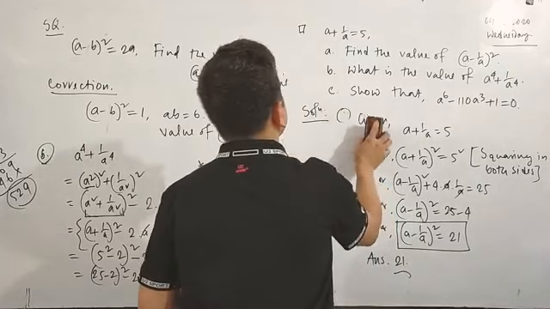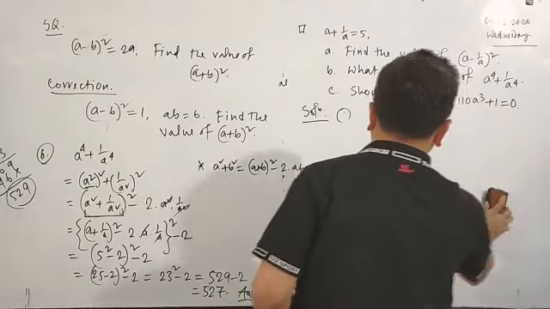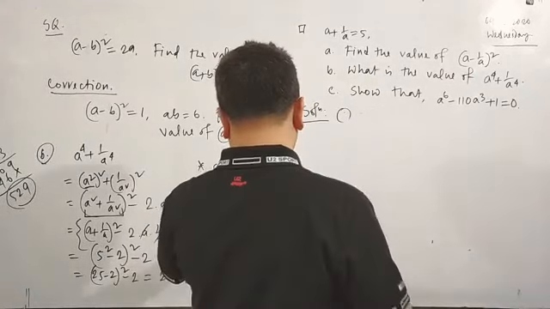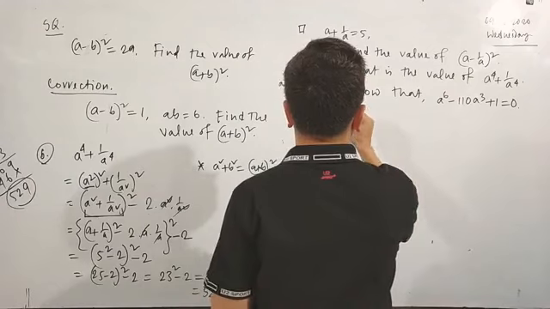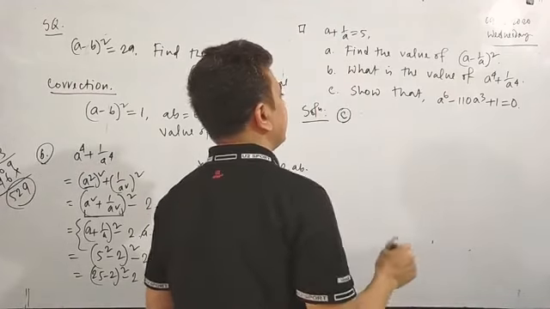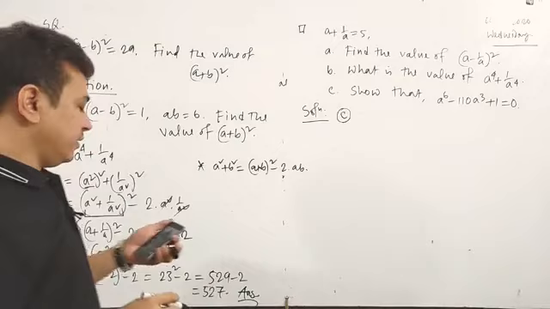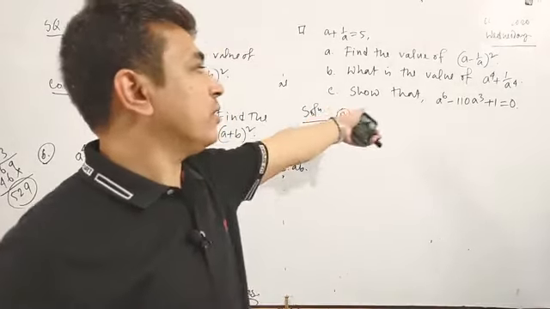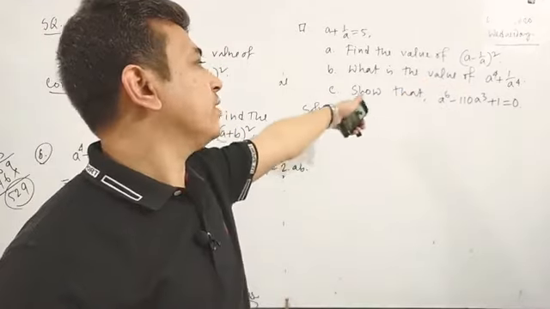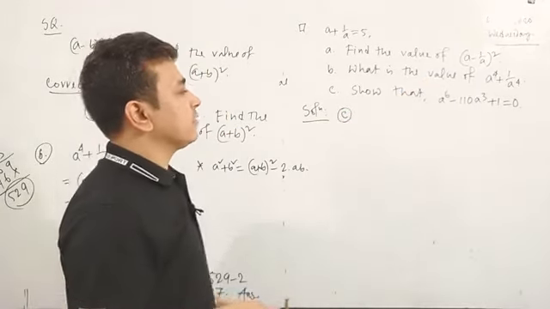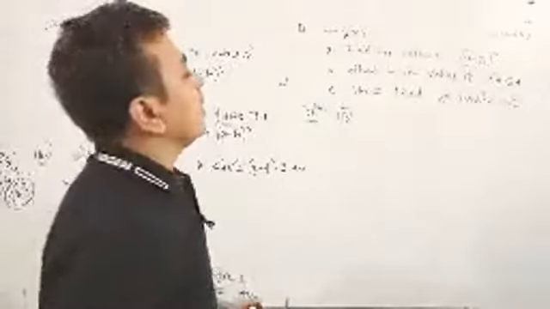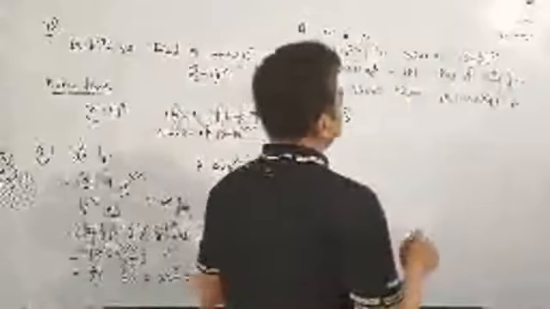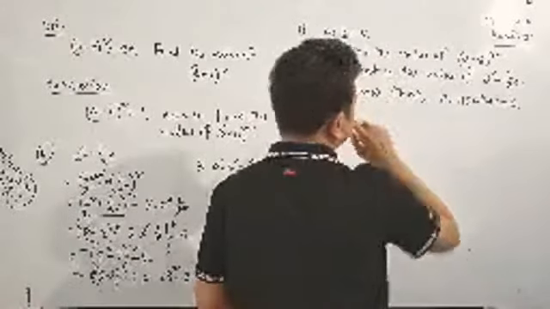Number C. Show that a to the power 6 minus 110 a cube plus 1 equals 0. This one is important. These questions come several times in the board exam, the JSC board exam, two or three times in the last few years. So we have to show it. How can we show it?